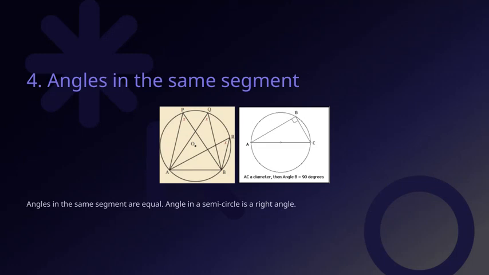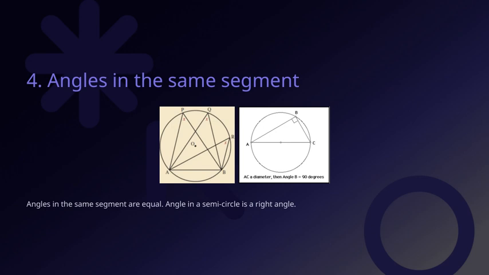Now, let's talk about angles in the same segment. When we have multiple angles sharing the same segment, an interesting property emerges. All those angles are equal. So, if you identify multiple angles within that same segment, you can be confident they measure the same.